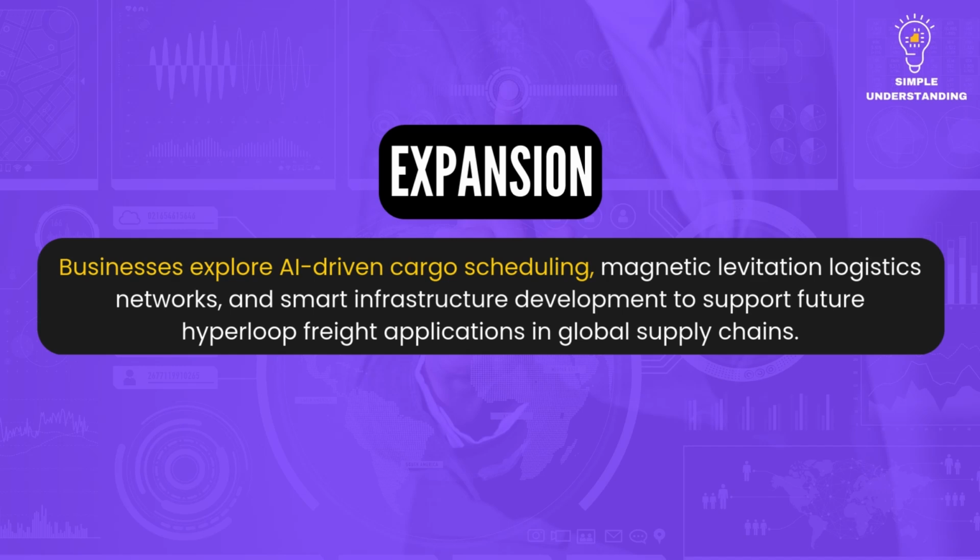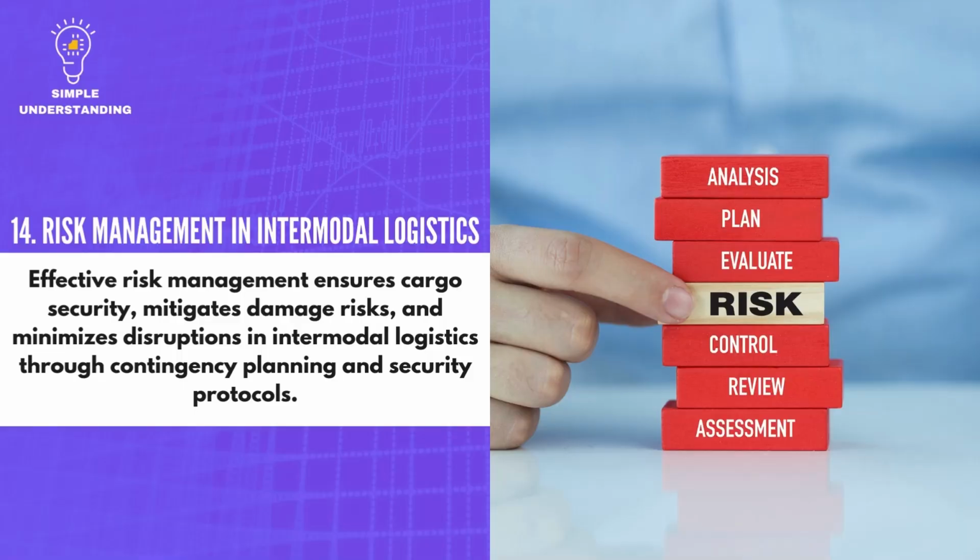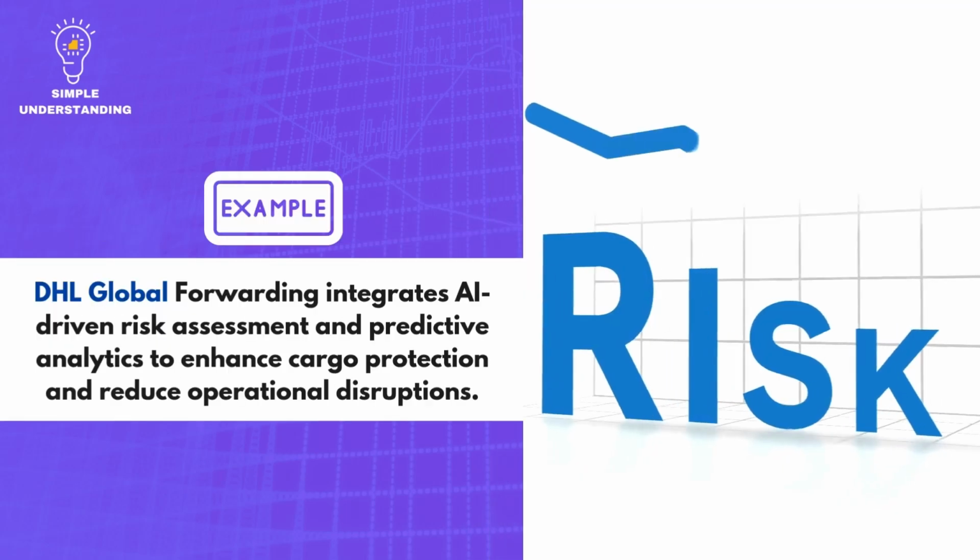in global supply chains. 14. Risk management in intermodal logistics. Explanation. Effective risk management ensures cargo security, mitigates damage risks, and minimizes disruptions in intermodal logistics through contingency planning and security protocols. Real company example.